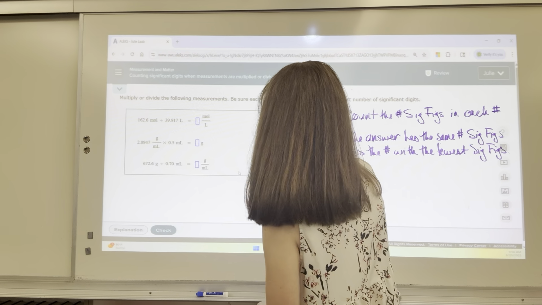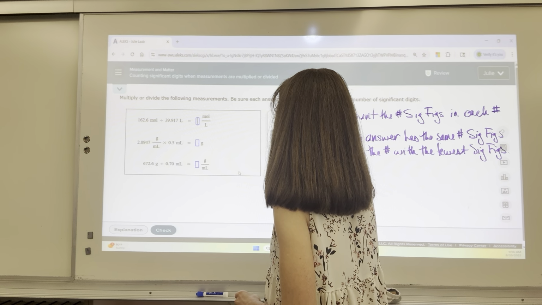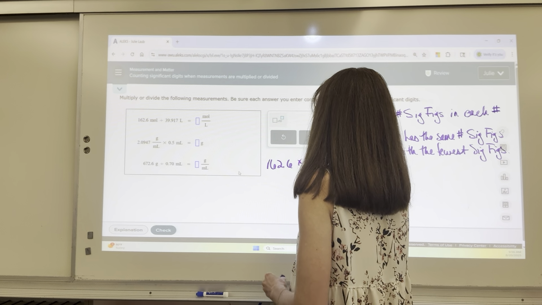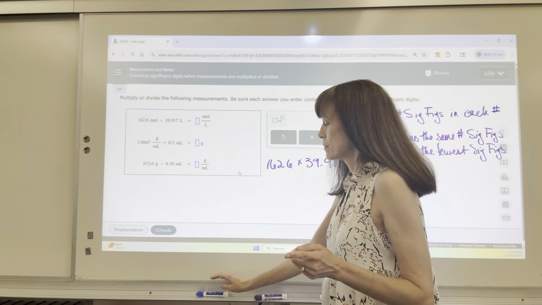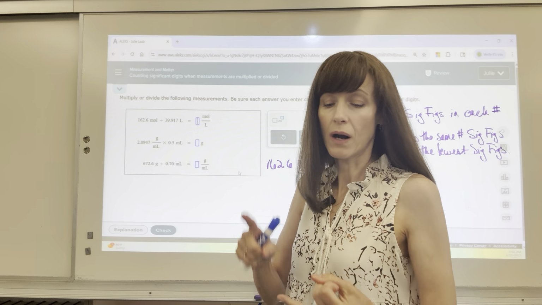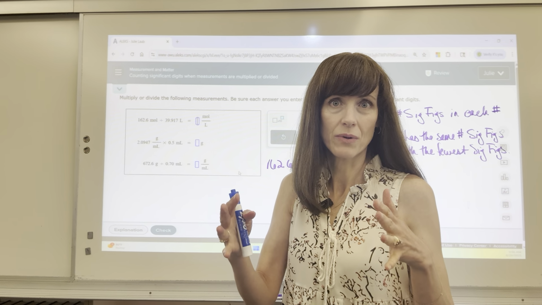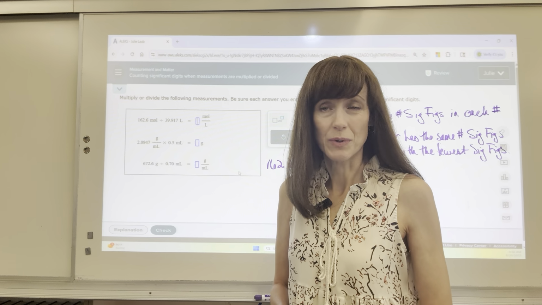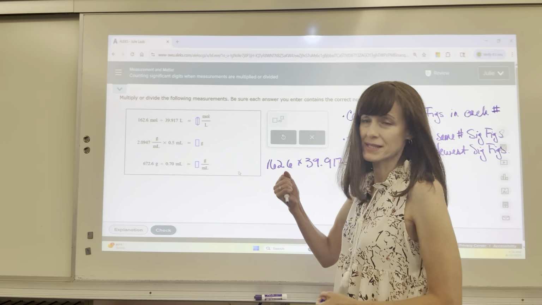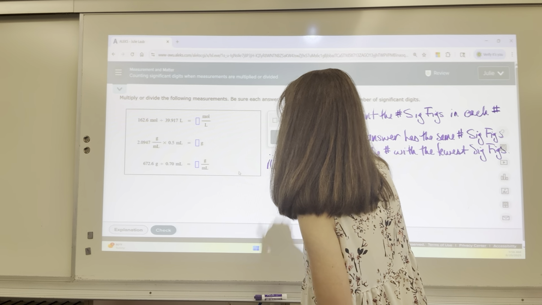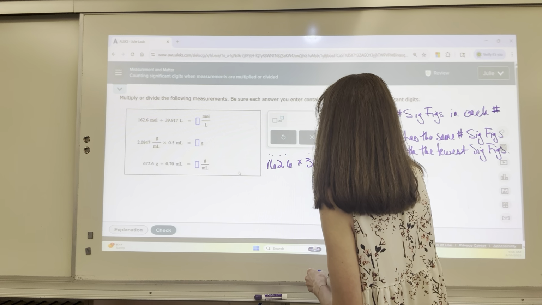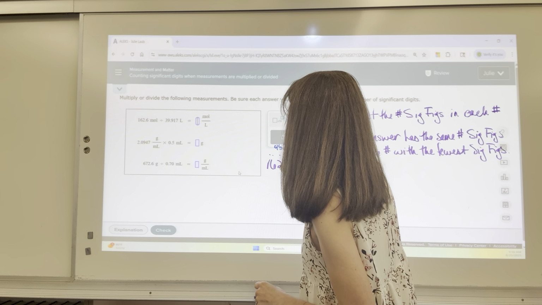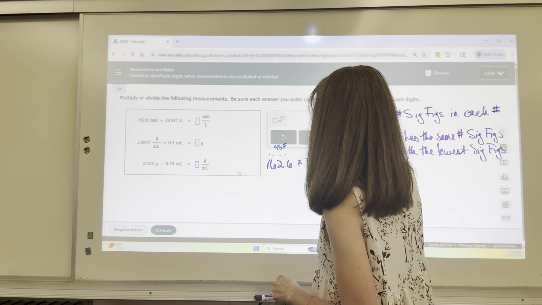So we're going to look right here. We have 162.6 times 39.917. Okay, our rules with sig figs. Remember, we never count zero at the beginning. We always count zero in between non-zero numbers. And you only count zero at the end if there's a decimal. So here, counting my sig figs, I've got 1, 2, 3, 4. And here I've got 1, 2, 3, 4, 5. I'm going to write that down as a note so that we can remember it. 4 sig figs and 5 sig figs.